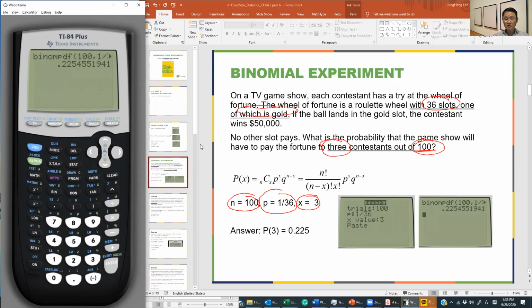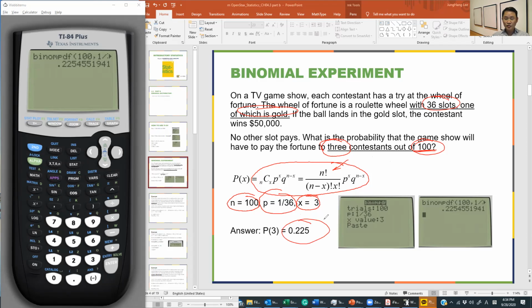That's the answer. I think this is a pretty amazing tool. Think about it. In our last lecture, we had to use this horrible looking formula, and we had to do all these factorials, and put it in the exponent form. We had to do a lot of calculation to get to this answer.